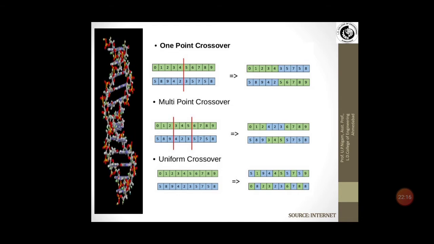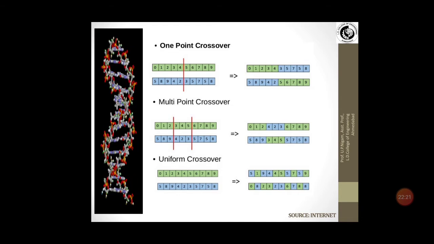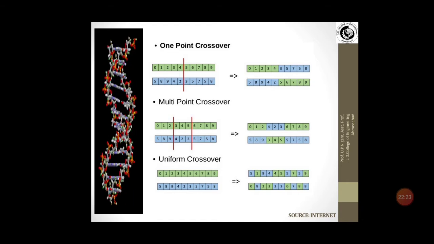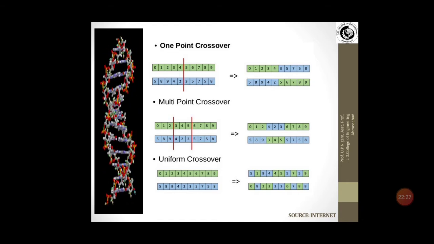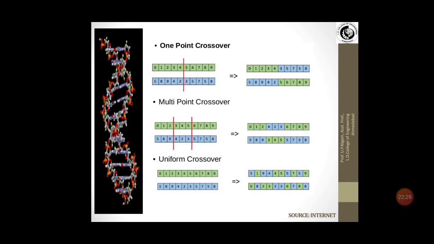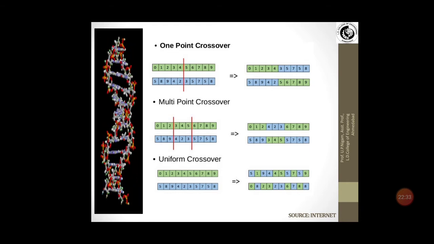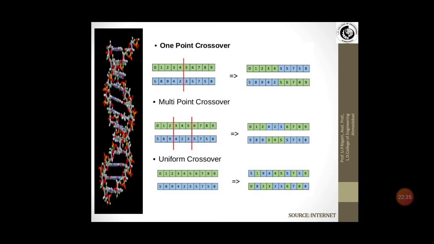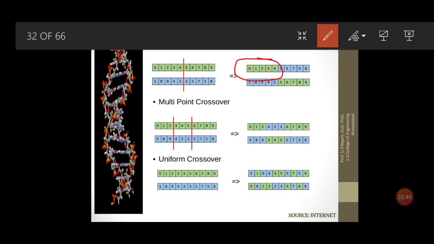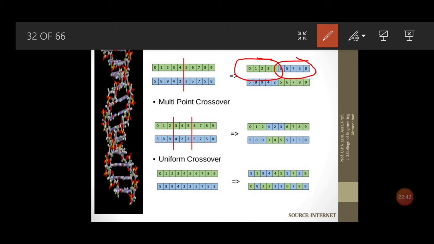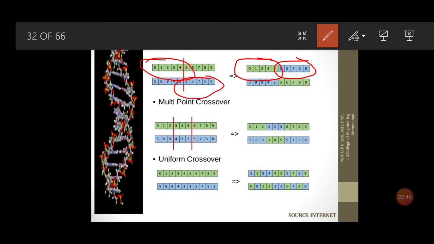If you see this one point crossover, there are some numbers in the first parent, which is in green color, and the second parent, which is in blue color. You will observe that after mating they produce an offspring, taking 50% of the values from the green and 50% from the blue. So here you can observe that 50% is from the green and 50% from the blue.